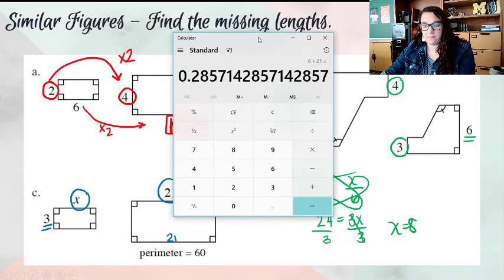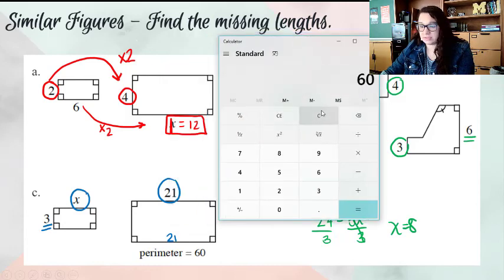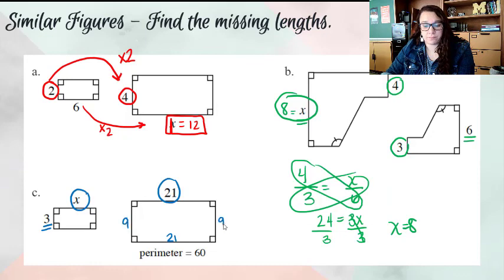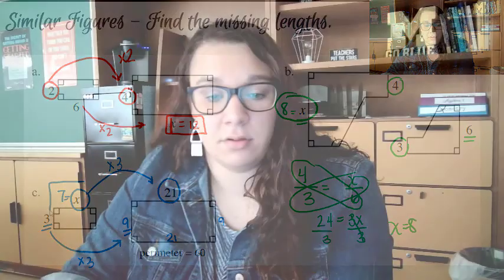Let's see. If I start with a total of 60 for my perimeter, and I take away 21 and 21 again, I'm left with 18 to split between the two sides. So I would say that these must both be 9s. Okay, so now I can match 3 to 9. Notice from 3 to 9 it was a times 3 situation, so I'm going to do times 3 again. x times 3 is 21. That means x must be 7.